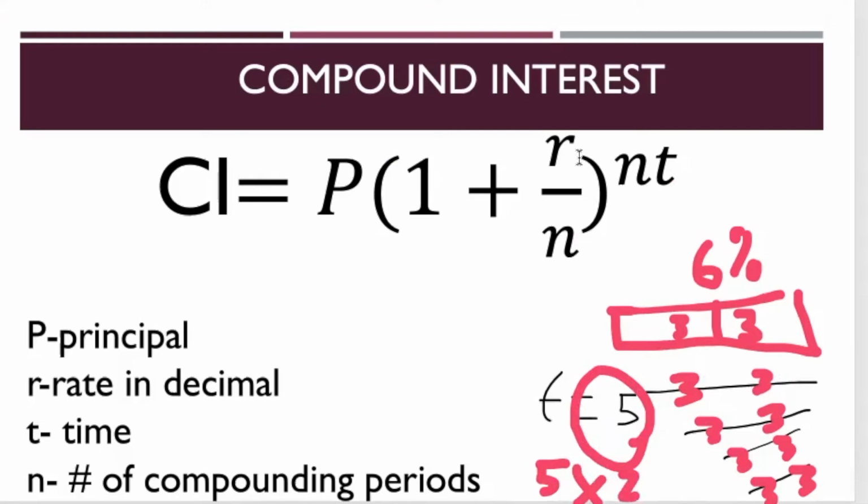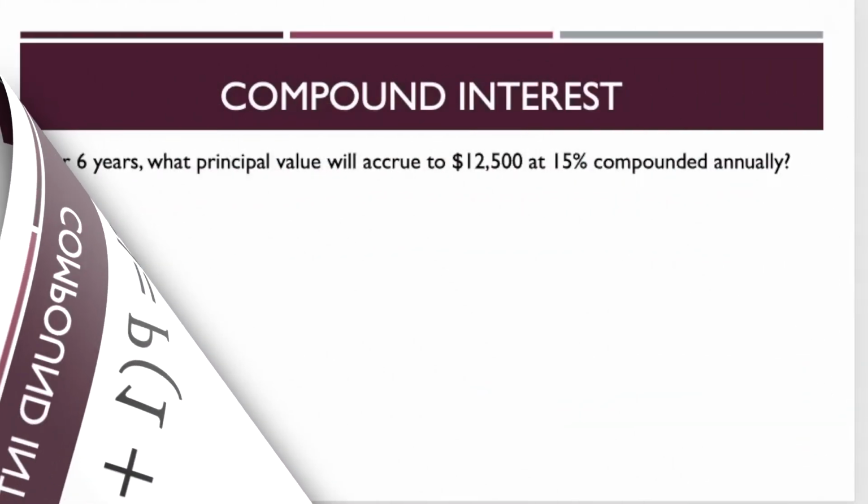So for the rate, all we need to remember is that R divided by N. So we have the rate divided by the number of compounded periods. And then the time is also being affected. We're multiplying it by the number of compounded periods.